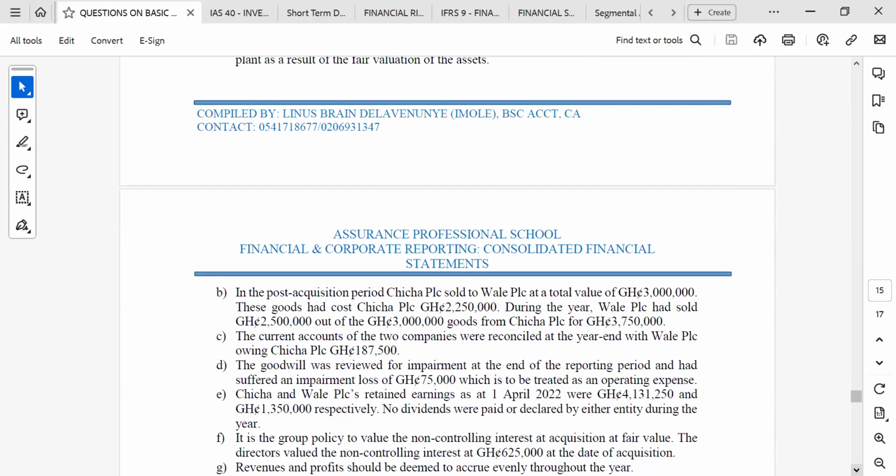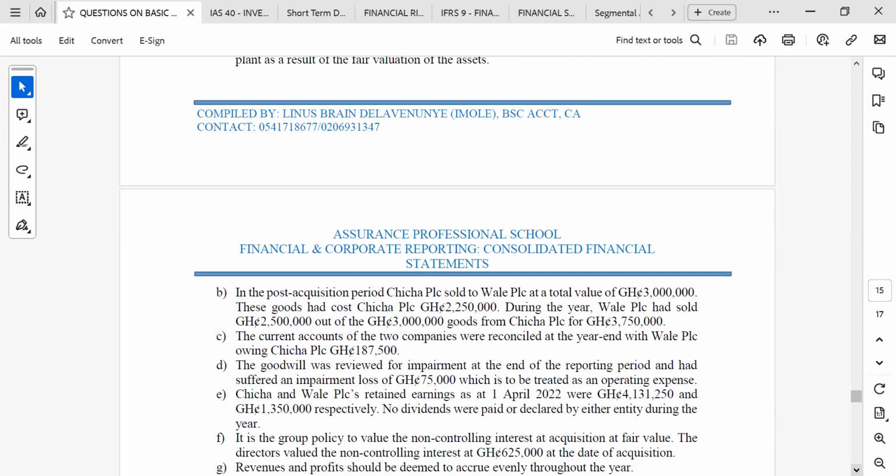In the post-acquisition period, Shisha PLC sold to Wale PLC at a total value of 3 million Ghana cedis. These goods cost Shisha PLC 2.250 million cedis. During the year, Wale PLC sold 2.5 million cedis out of the 3 million cedis goods from Shisha PLC for 3,750,000 Ghana cedis. So what are they talking about over here?